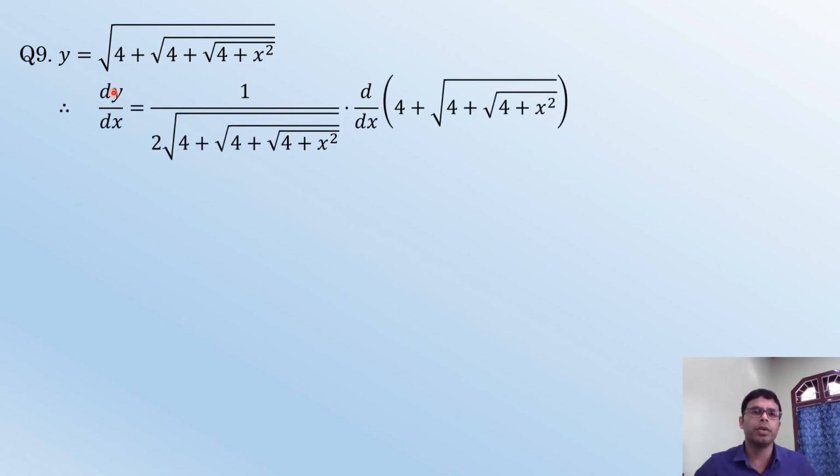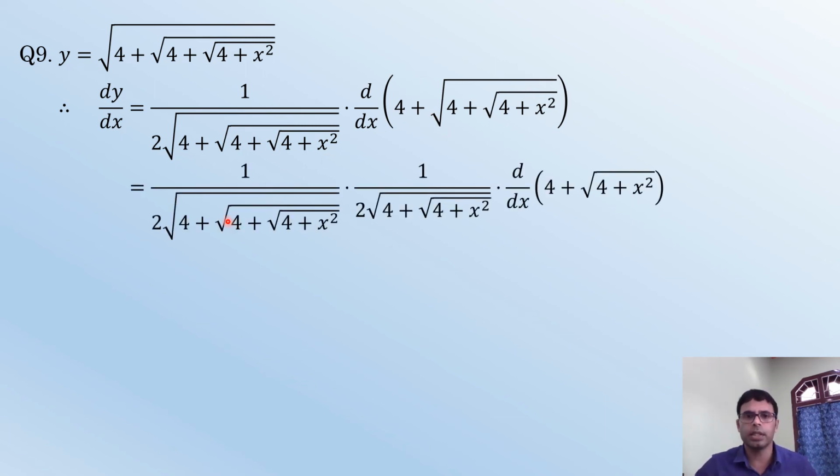So dy dx is equal to, first of all, this root over. Whatever the terms inside the root sign are does not matter. So for the root over function, it is 1 by 2, root over remaining the same, into d dx of those terms, considering them as x. The next line will remain the same. d dx of 4 is 0 plus, and now the derivative of this root over sign.